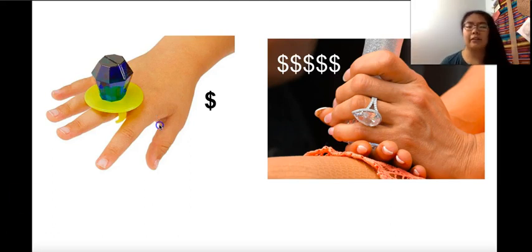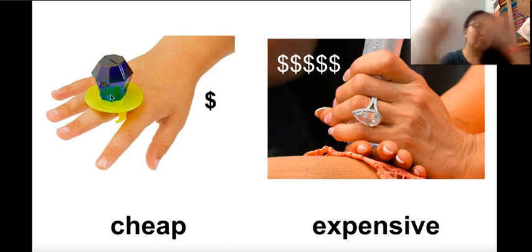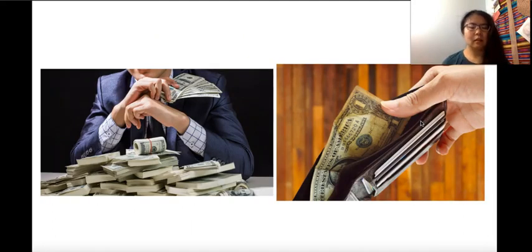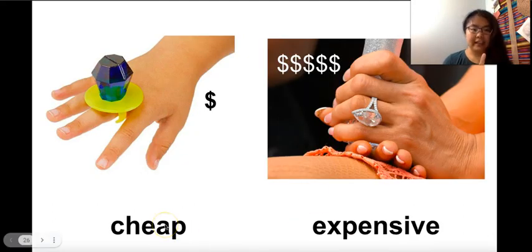So we have this ring is cheap, right? Like less than $1. And this ring is expensive, like hundreds of thousands of dollars. I'm not sure. So an item can be cheap, an item can be expensive. It costs a lot of money.